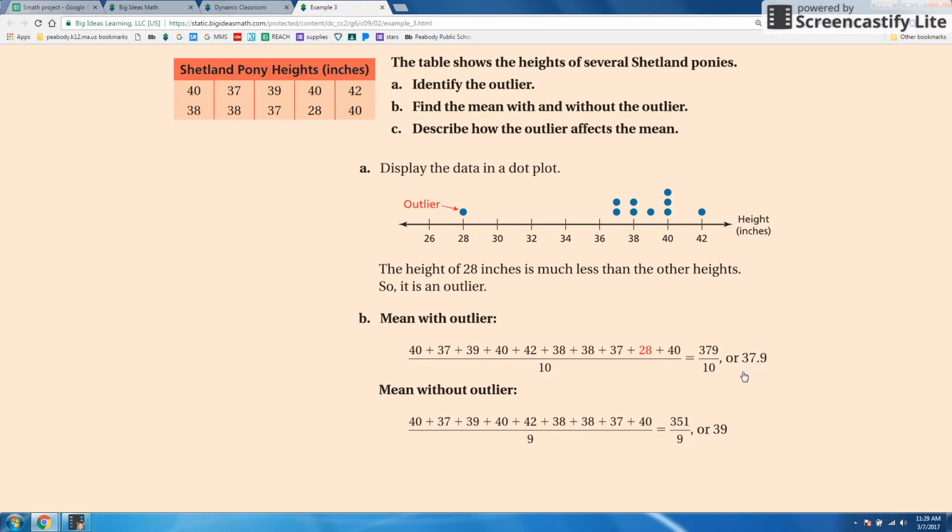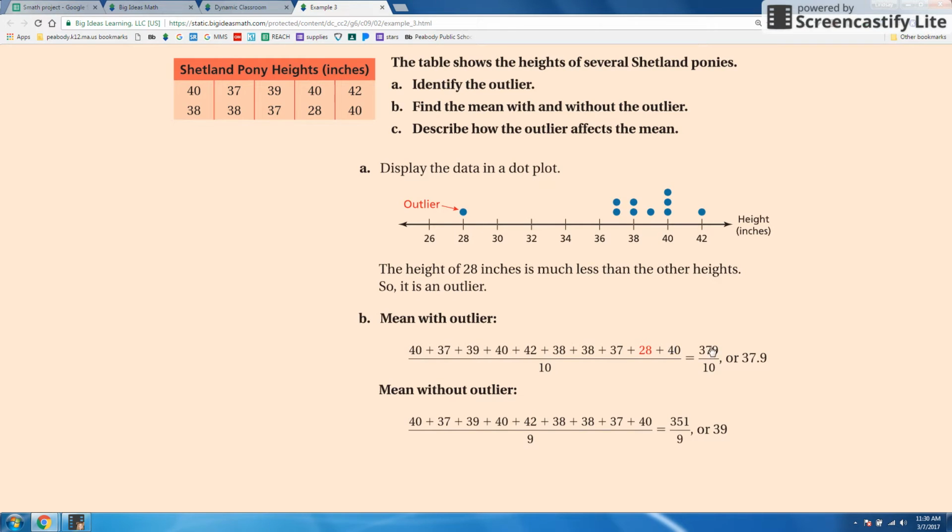So that means the outlier, since the outlier was smaller, it brought down the average. So when you get rid of it, the average goes up a little bit. That's why sometimes people drop the lowest score on a test, because that's an outlier. So if you drop the lower score, it helps your average out a little bit. This is kind of the same thing.